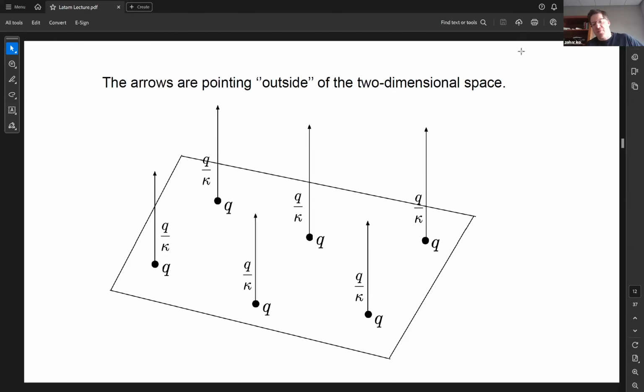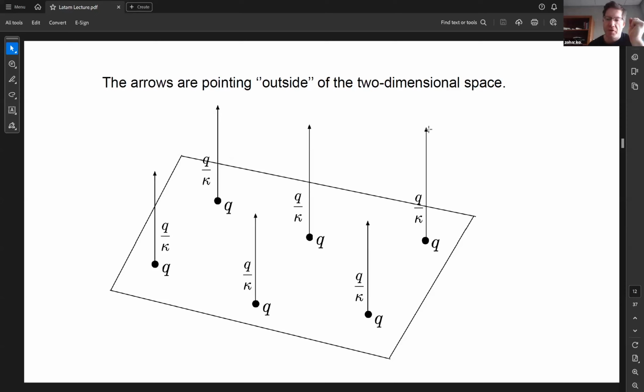But because of the Chern-Simons interaction, each one of them produces a magnetic field, which is very localized to the vicinity of the charge, right? We discussed many times that the magnetic field decays exponentially away from the charge. So it's mostly localized at the blue dot. And the value of this magnetic flux is Q over kappa.